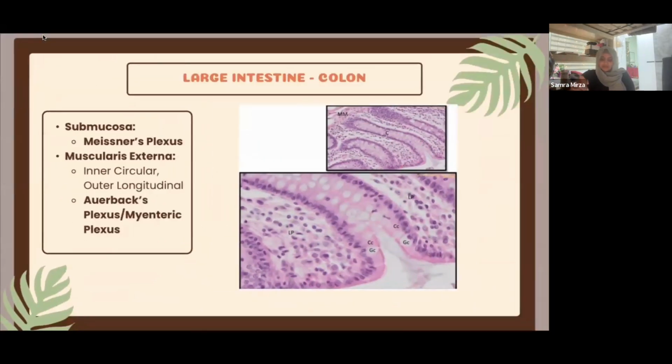Or you can mention that there's Meissner's plexus in the submucosa, and you can also mention that the muscularis externa, which is not present in this picture, contains Auerbach's plexus or myenteric plexus. And these are, again, features that you can't specifically see on the slide itself, but these are features that you need to know off the top of your head at any point.